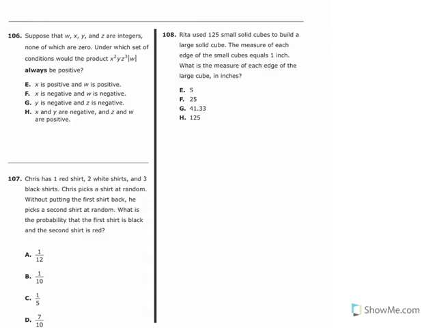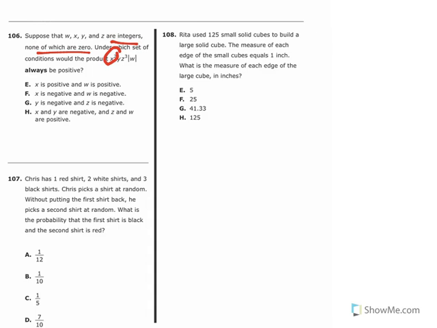All right, 106. This should be an easy one, but I know for a lot of kids it's not. We've got all these variables in different powers and an absolute value. Now, let's think about what we know. They say these are integers, none of which are 0. So they're positive or negative integers.